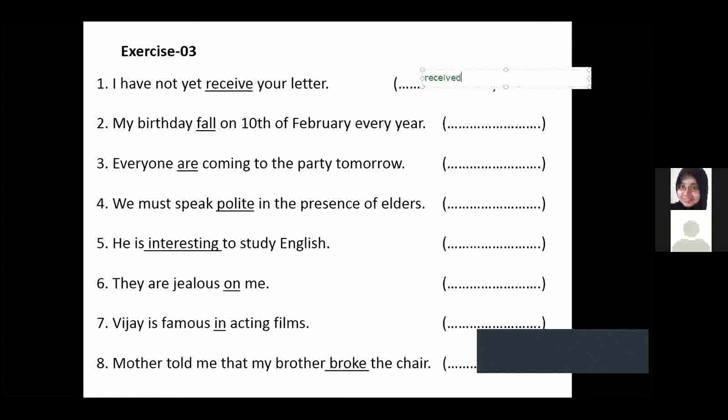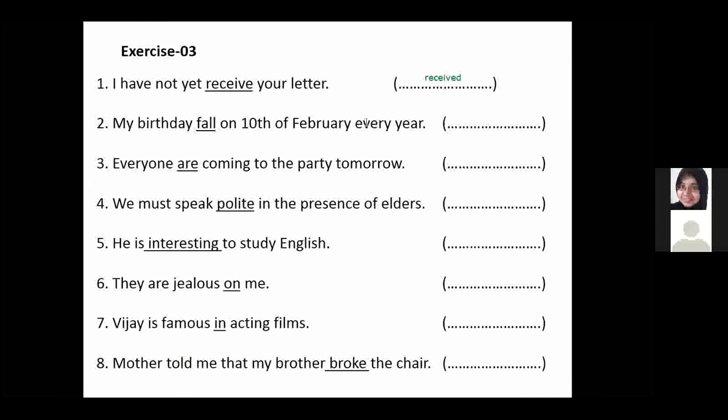Right, next one. My birthday fall on 10th of February every year. Every year means it's a habitual action, repeated. So habitual actions means what is the tense? We go with simple present tense. So what is the correct answer? Falls. Very good. Now let's move on to the next one.